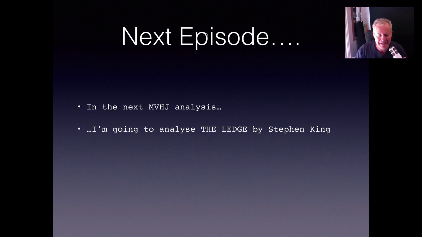So Carrie is quite a basic book, and after Carrie, I think the next three books were The Shining, Salem's Lot, and I've forgotten the third one. But those three books were all substantially at a higher level than Carrie or King's earlier work. The Stand, that was the one I was thinking of. So anyway, the next one I'm going to analyse is going to be The Ledge by Stephen King from The Night Shift.